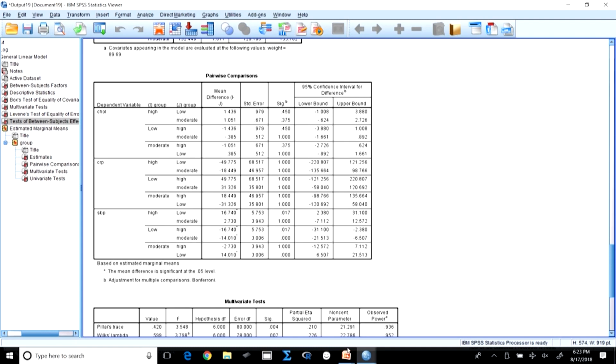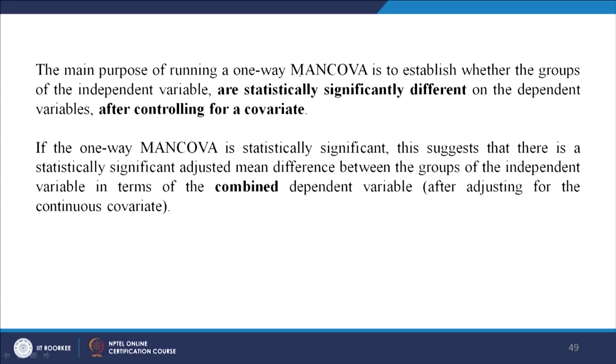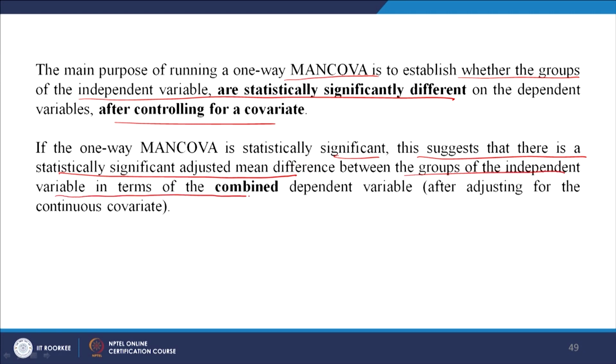So, let us go back to interpreting the results. The result values might not be the same here, this is only for writing. The main purpose of running a one way MANCOVA is to establish whether the groups of the independent variable are statistically different on the dependent variables after controlling for a covariate. If the one way MANCOVA is statistically significant, this suggests that there is a statistically significant adjusted mean difference between the groups of the independent variable in terms of the combined dependent variable. This is what you saw in the last slide.